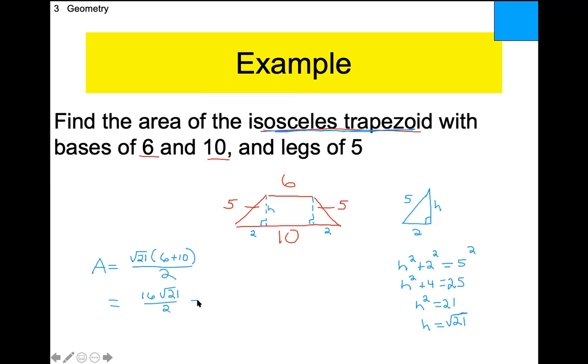So the final answer, Matt, is? Just reduce the fraction. 16 divided by 2. Yeah. I'm going to stop your hand if you're grabbing a calculator. I'm actually not grabbing a calculator. Good. I'm trying to do this in my head. Let's see, it's going to be 8 root 21. Perfect. All right, good job. And then remember, it would be in units squared because we're doing area. There we go.